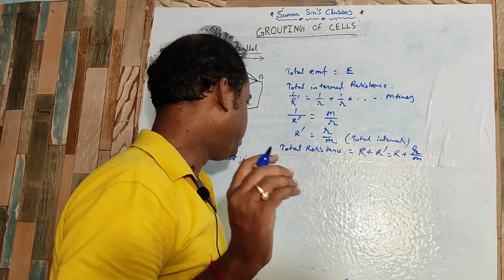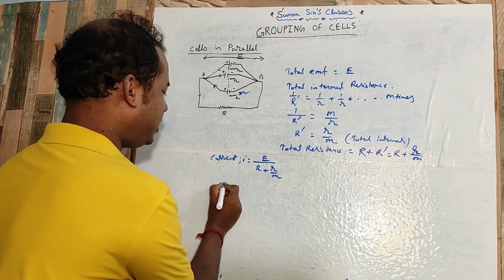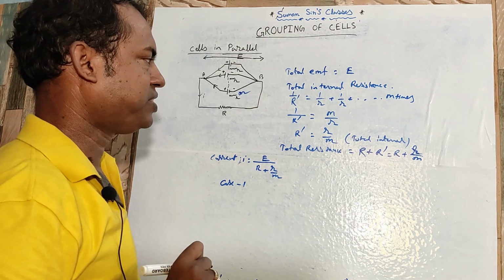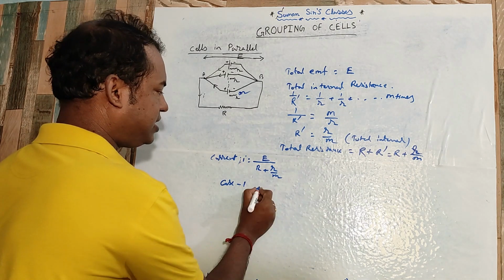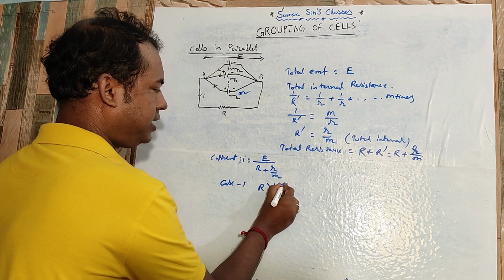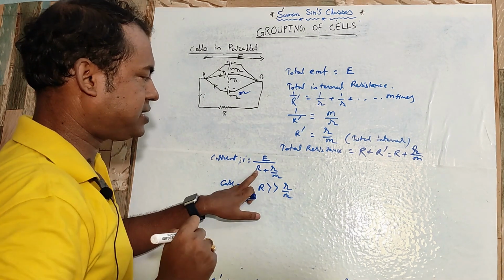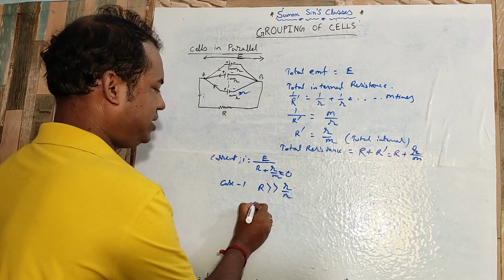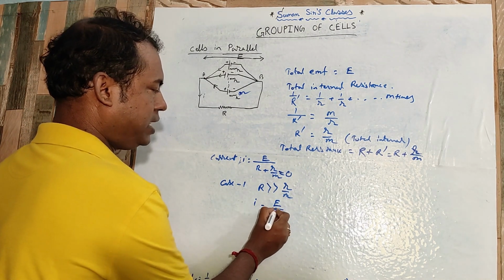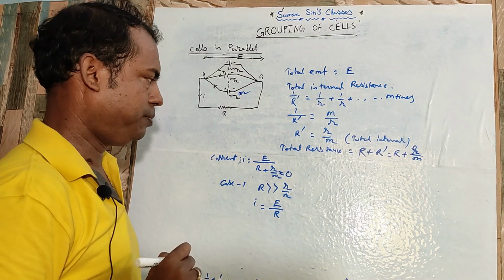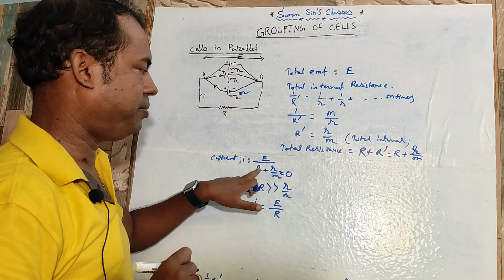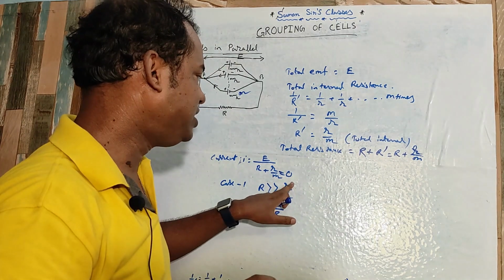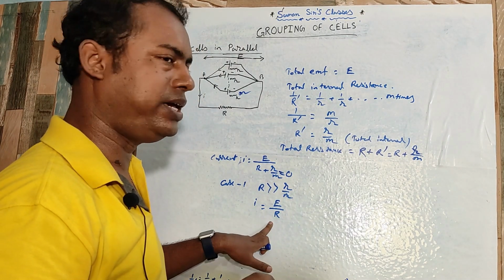Now we move to the two cases, just like the series. Case 1: consider the external resistance R is greater than r by m. When R is much greater than r by m, r by m tends to 0, so we just neglect r by m. So I equals E by capital R in this case, because the external resistance R is much greater than r by m.